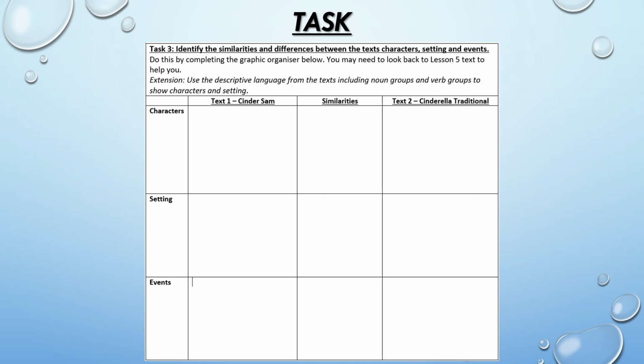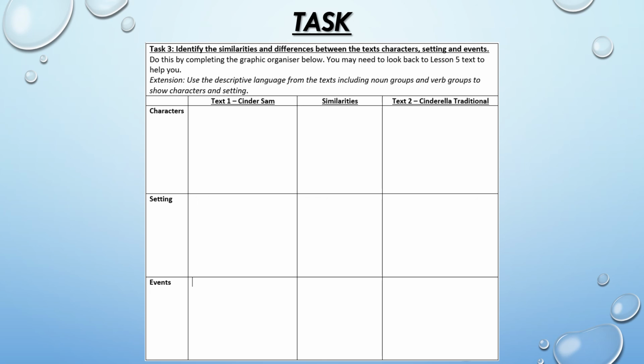The next task is to identify the similarities and differences between the texts, characters, settings, and events. Do this by completing the graphic organizer below. You may need to look back to lesson 5 text to help you. So if you have a look here, the first column going down says text 1 Cinder Sam. In those boxes there, you must identify the characters, settings, and events within Cinder Sam. The column on the right side says text 2 Cinderella Traditional Tale. There you must identify the characters, setting, and the events from the Cinderella story.